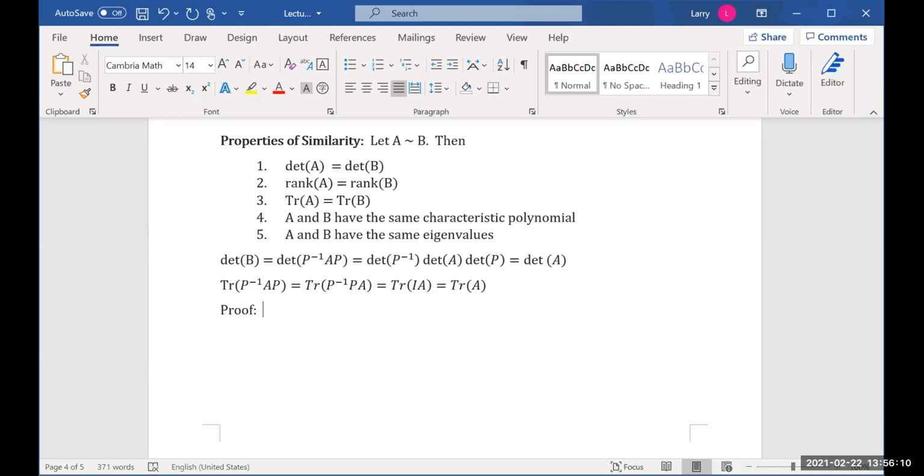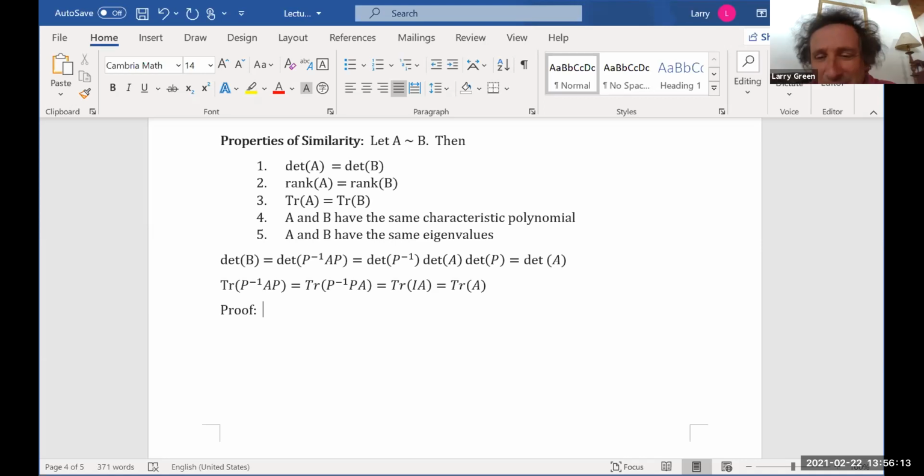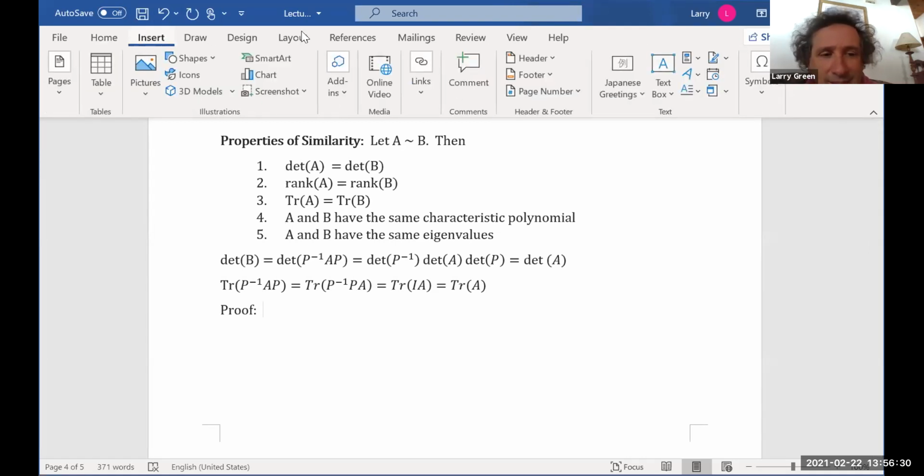No. Okay, my guess is no one would be able to do it. Maybe I'm wrong, though. But what we can do is just use the definition and see what happens. So the definition is, let's look at the characteristic polynomial of B and see if we get the same thing as the characteristic polynomial of A.